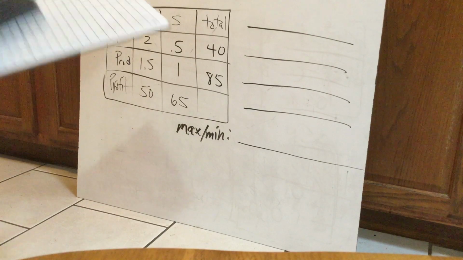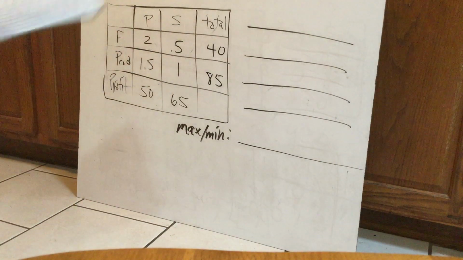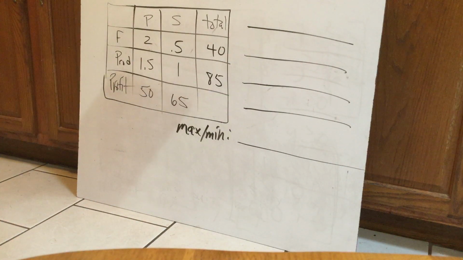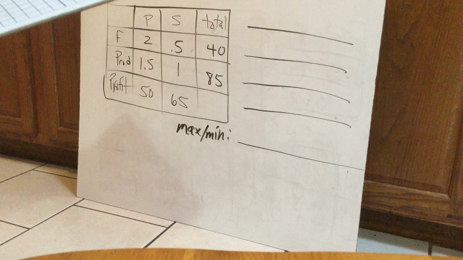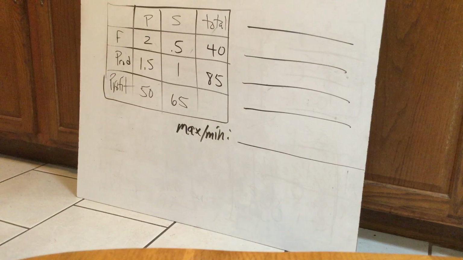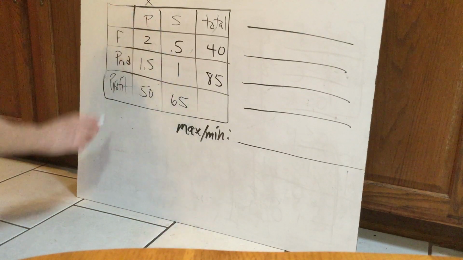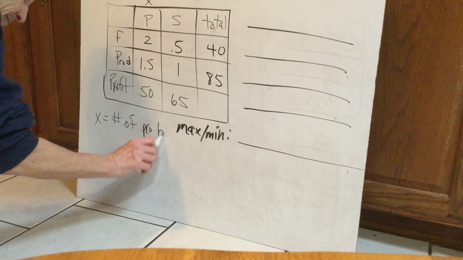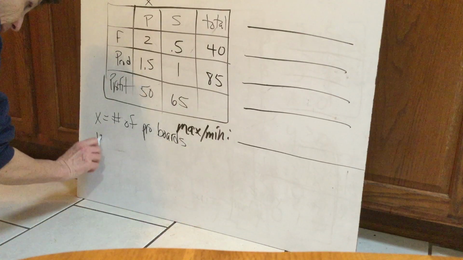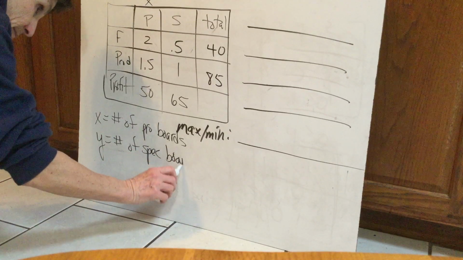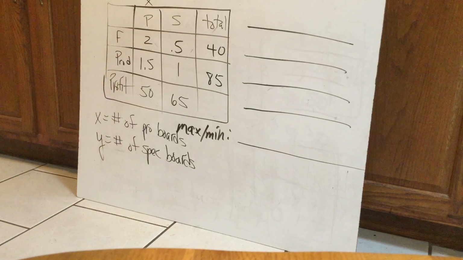Do you have some stuff filled in your chart like this? How about your constraints? Have you been able to write any of your constraints over there? I do want to remind you that you need to set up your variables. You've got to have an X and a Y. So what are we going to let X and Y be? Doesn't it make sense to let X be the number of pro boards and let Y be the number of specialty boards? Doesn't that just make sense?